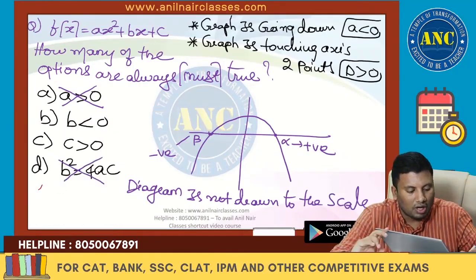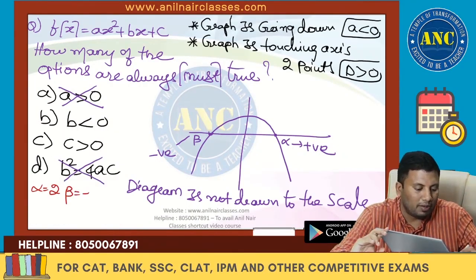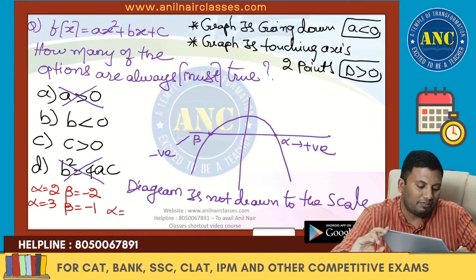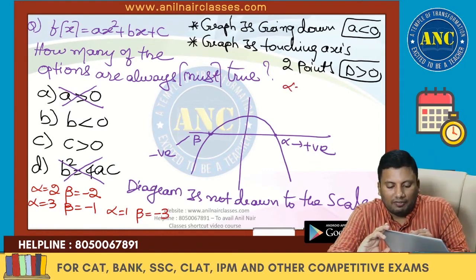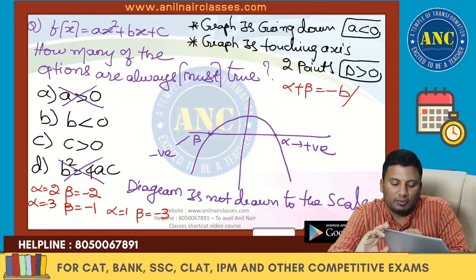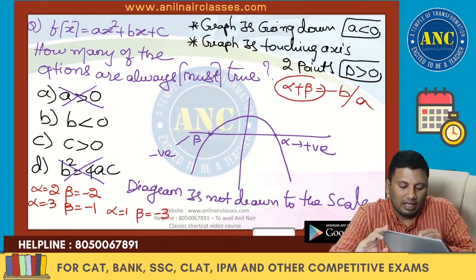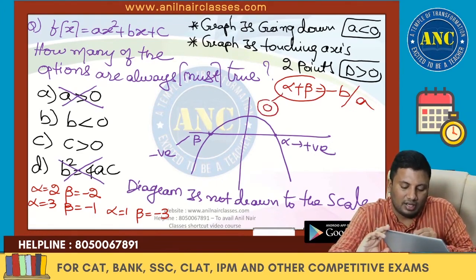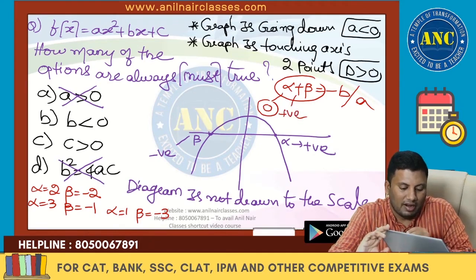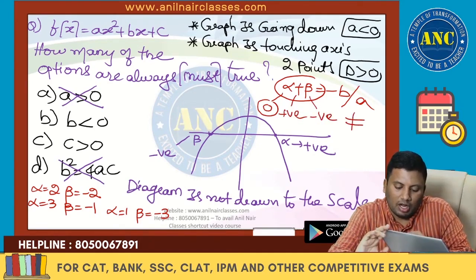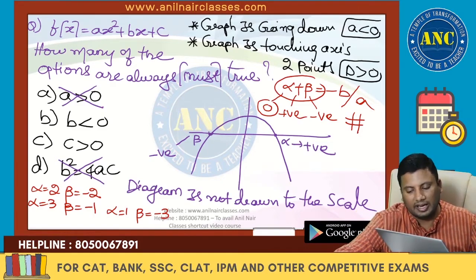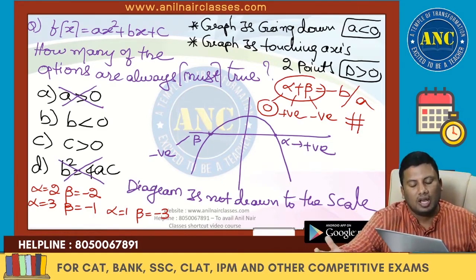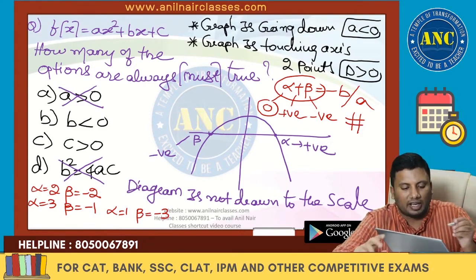So we don't know. Alpha could be 2, beta could be -2; alpha could be 3, beta could be -1; alpha could be 1, beta could be -3. So alpha plus beta is equivalent to minus b by a. In the first case the value is 0, in the second case it is positive, in the third case it is negative. No conclusion can be drawn. Alpha plus beta can be 0, positive, or negative.